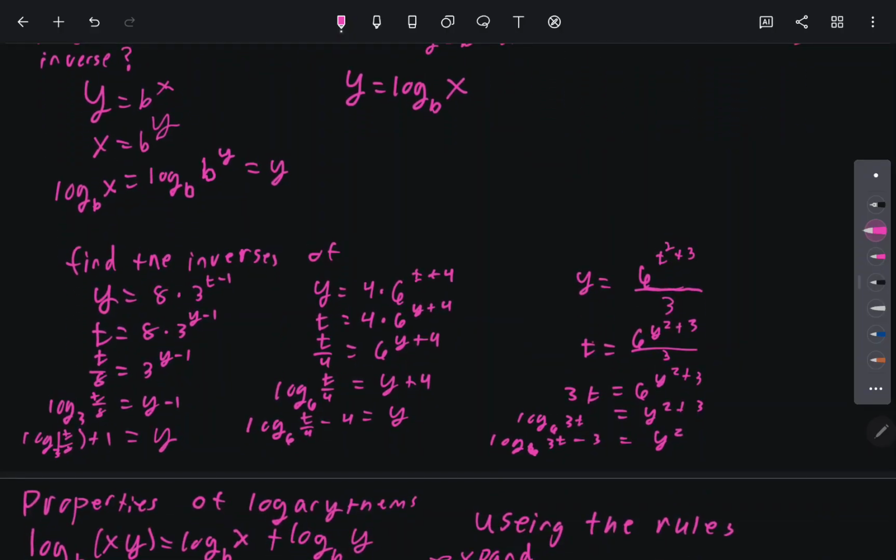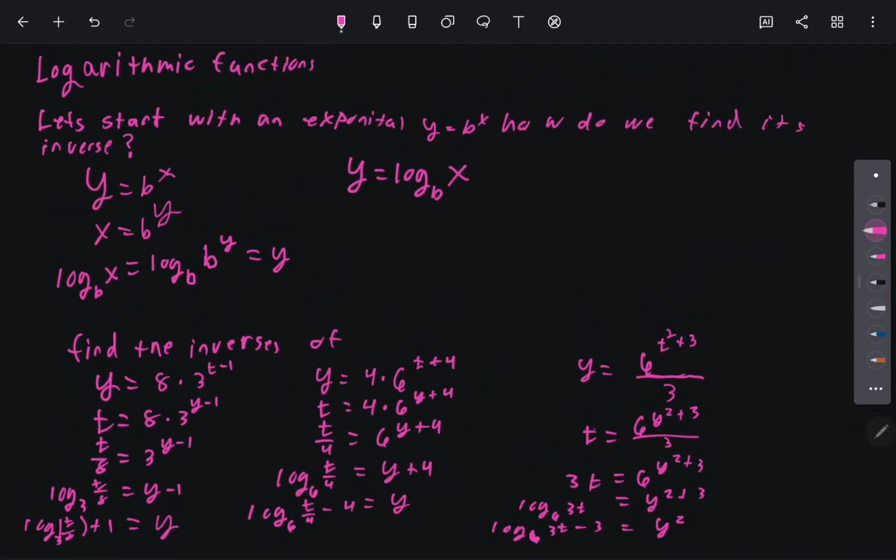But we have a y squared, so if we take the square root of that, we have to take both the positive and the negative square roots. And as such, this is not a function, as it will have two different values of y for any input t.